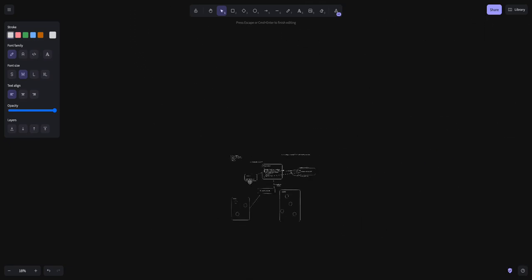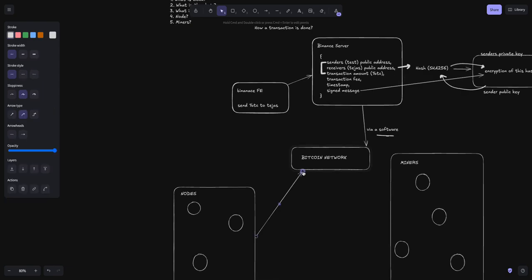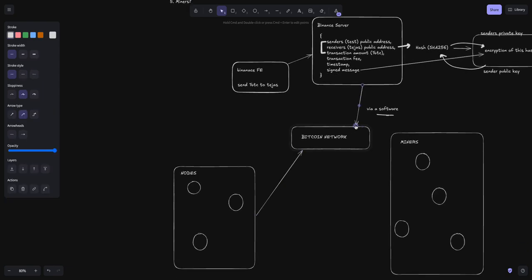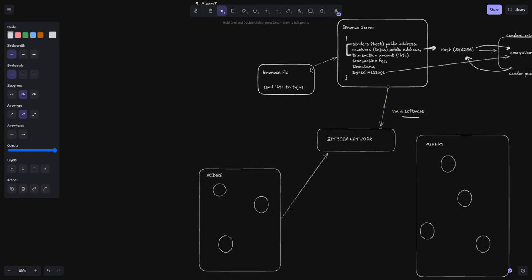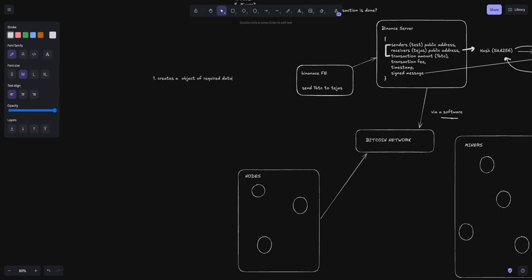Okay, so we are here. What is a node? What happens when this node is connected to the Bitcoin network, and the server is connected to this Bitcoin network via the same software? Once the Bitcoin server creates this particular object, I will start typing everything here one by one so that we can sum it up later. It creates an object of required data, right?